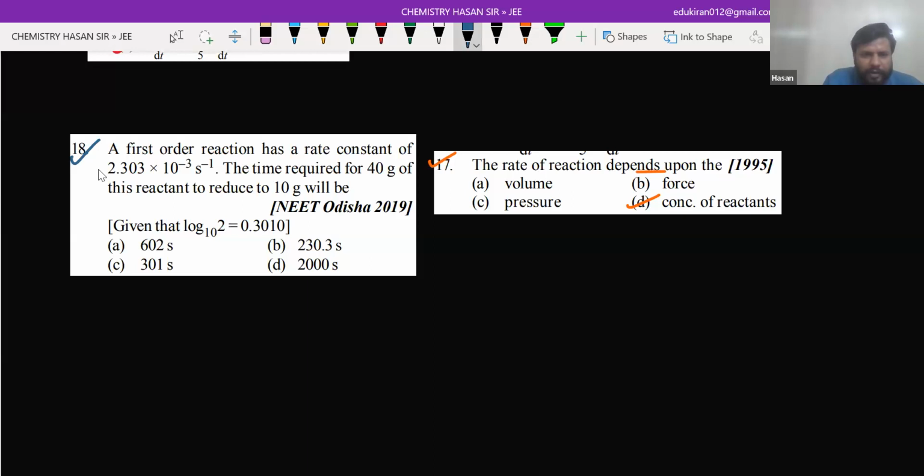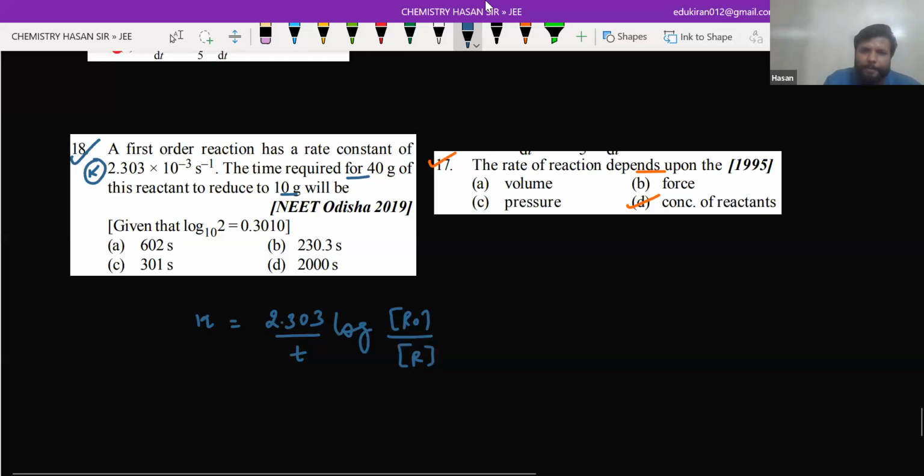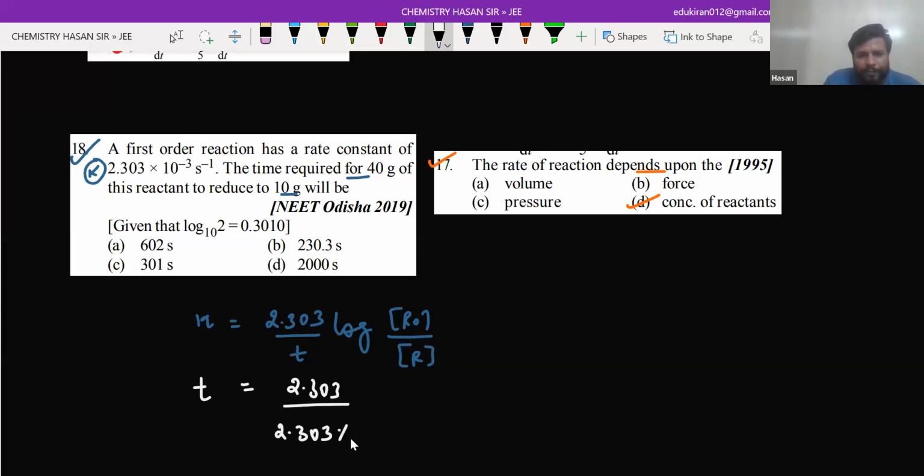For this, the rate constant is given. And the time required for 40 gram of this reactant to reduce to 10 gram will be. So I gave you a formula. K is equal to 2.303 upon T log of initial concentration R naught upon final concentration R. So T will be equal to 2.303 upon K. K has a value 10 raised to the power minus 3, into log of initial concentration 40 and final concentration it should become 10.